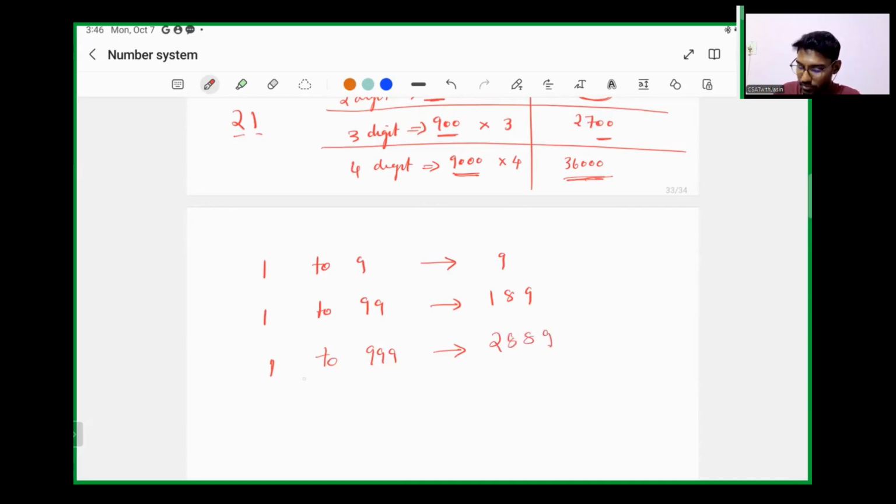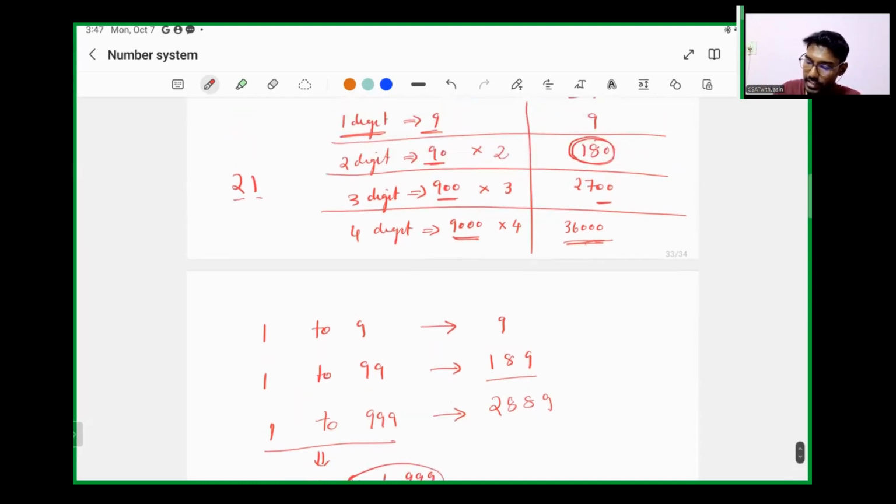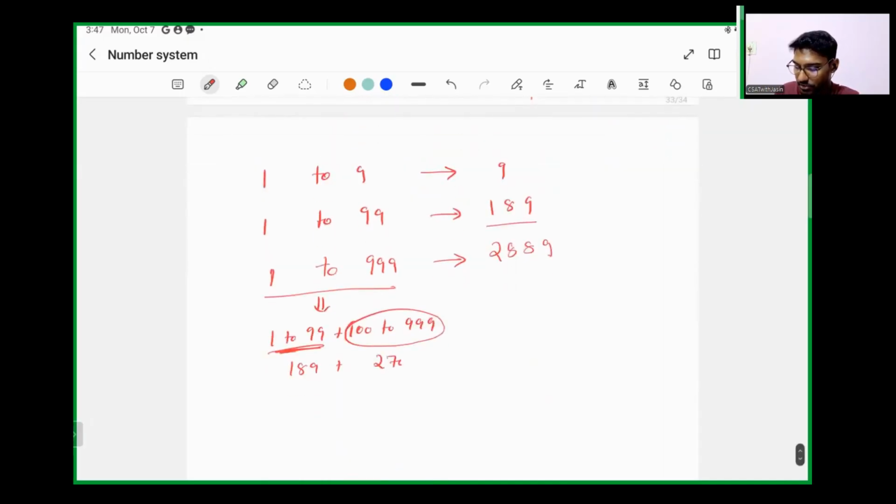Why? Because I am first finding out the digits from 1 to 99, then I am finding from 100 to 999. 1 to 99, we already know it is 189 digits. 100 to 999 means all the 3-digit numbers taken together, and we already calculated that in all the 3-digit numbers, you have 2700 digits. So I am taking that 2700. If you add it, you will be getting 2889.